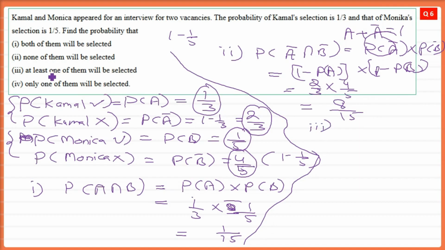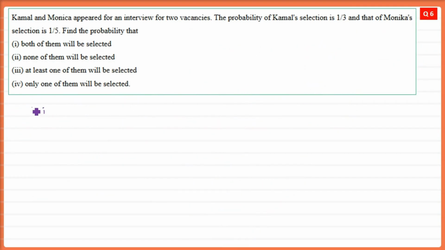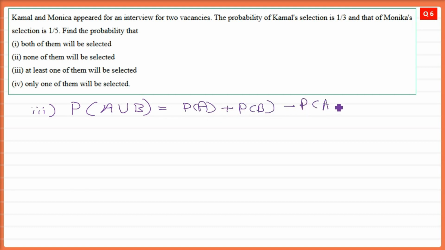The third one, at least one of them will be selected. So we have to write certain expressions. So let's do it. At least one of them will be selected, so either Kamal or Monica or both of them. That is P(A union B), either A or B. So the expression will be P(A) plus P(B) minus P(A intersection B).